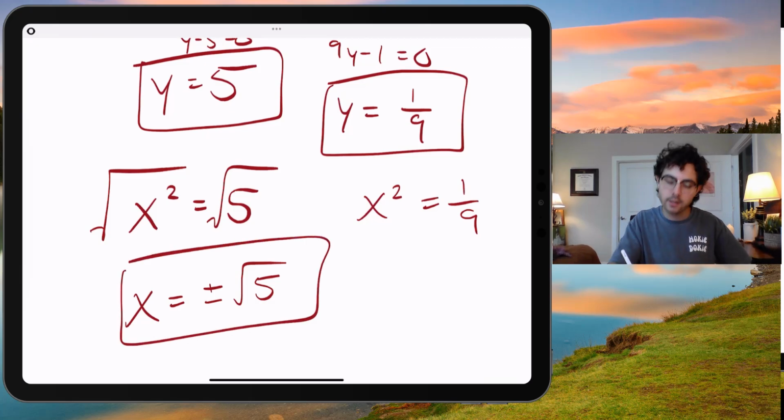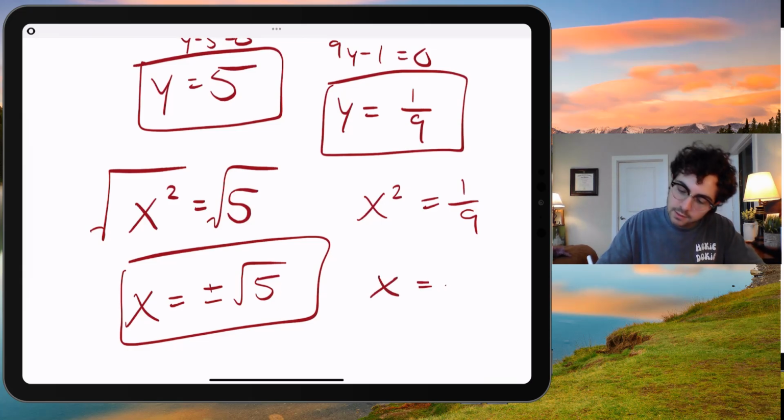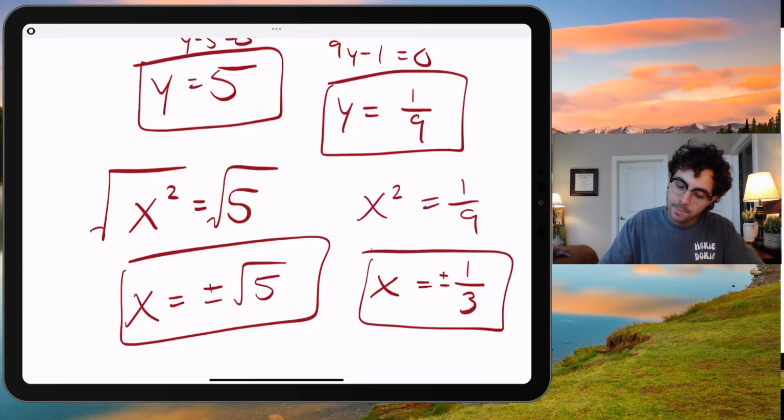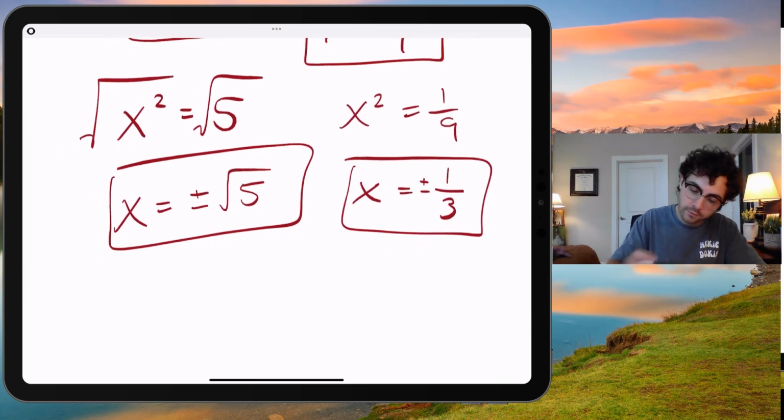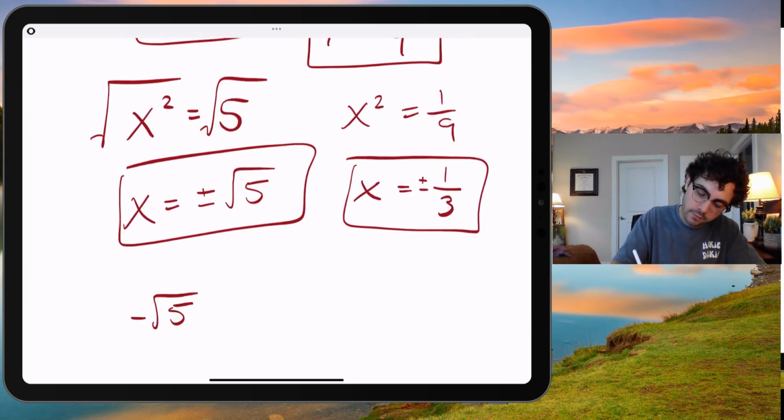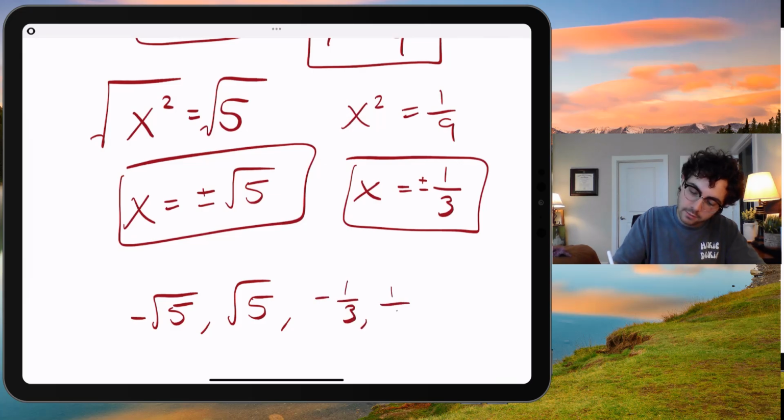Because if we square the square root of 5, we get 5. If we square negative root 5, we also get 5. Same thing here. Square root both sides. Square root of 1 is 1. Square root of 9 is 3. And then make sure to do plus and minus. Positive 1/3 squared is 1/9, and a negative 1/3 squared is also 1/9. So these are all 4 of our solutions: negative root 5, positive root 5, negative 1/3, and positive 1/3.